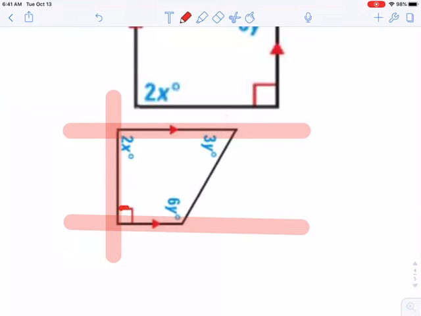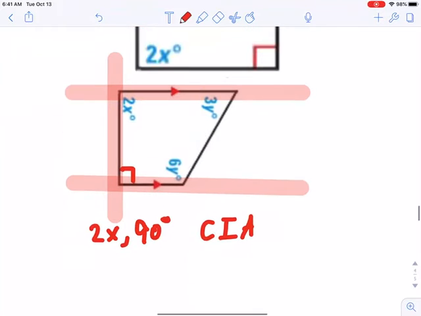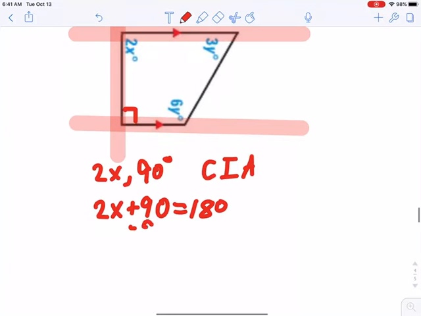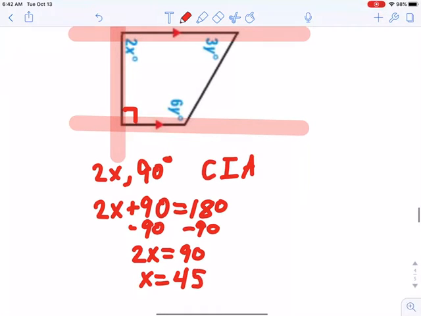2x, that's 90 degrees. This angle right here, 2x and 90 degrees, they're consecutive interior angles. All right, so I know that they're going to be supplementary. So I'm going to subtract 90 from both sides. 2x equals 90, so x equals 45.